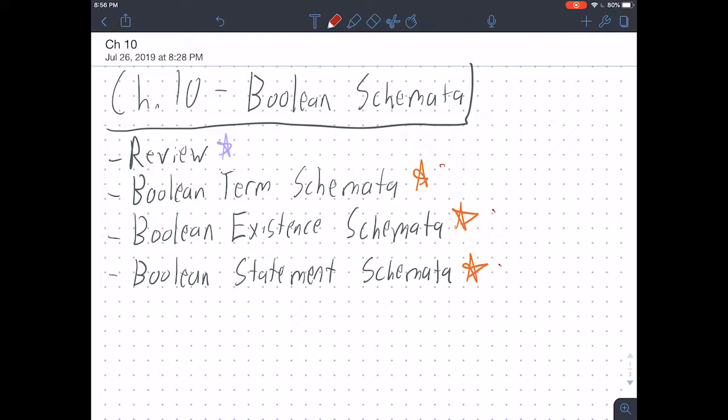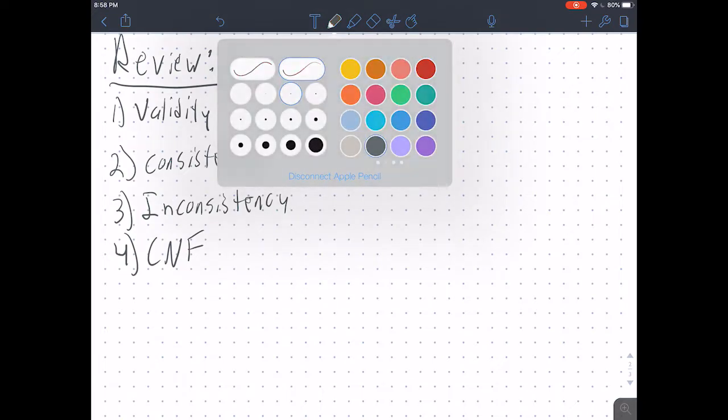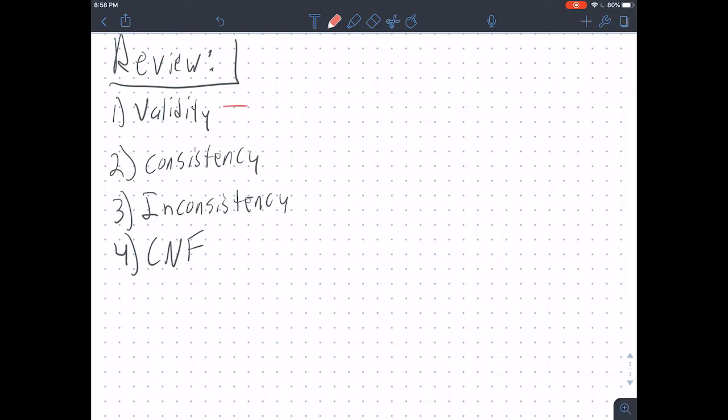Before I explain the definitions and give you a bunch of examples of each of these types of Boolean schemata, I'm going to do a little bit of review, just basic stuff: validity, consistency, inconsistency. I'm just going to go through the definitions of some key terms real quick because they'll be important for this chapter, and more so the next one.